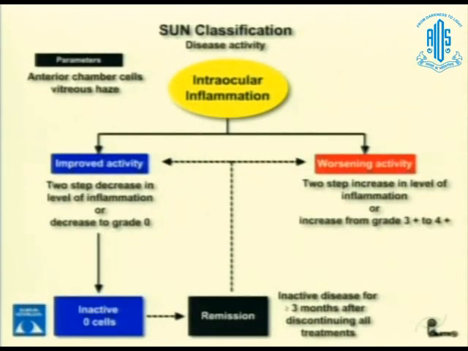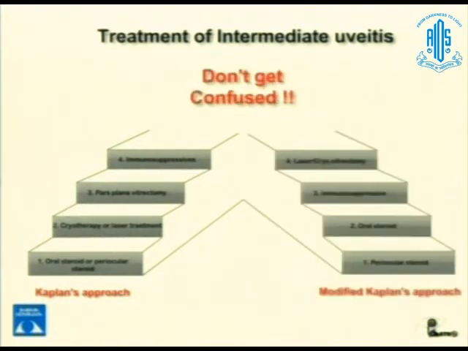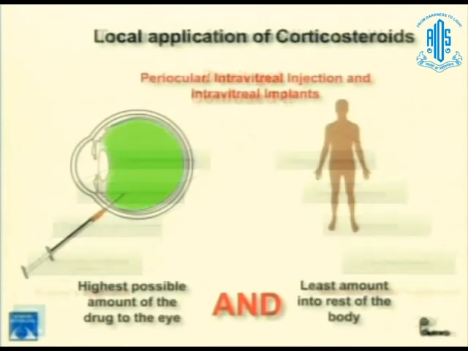Now the Sun classification has some parameters like what is the improved activity and what is the worsening activity, like 2-step increase and 2-step decrease. All these are there. So the treatment of intermediate uveitis is actually a step-ladder pattern protocol. Don't confuse the Kaplan approach with the modified Kaplan approach. The modified Kaplan approach is the treatment strategy which we are using. First we treat with periocular steroid, then move to oral steroid, then immunosuppressive and laser and cryotherapy.